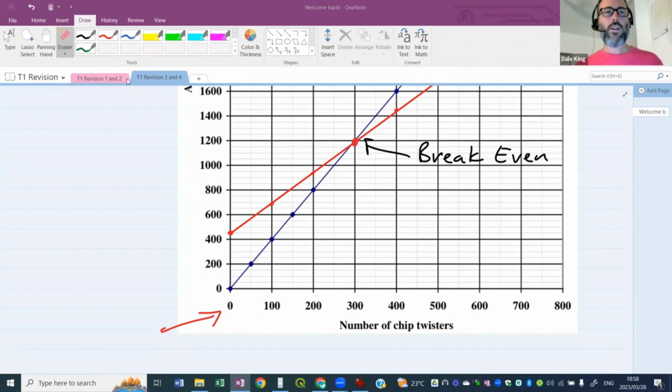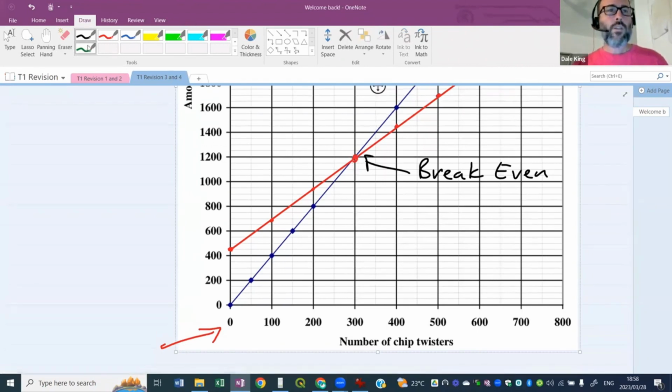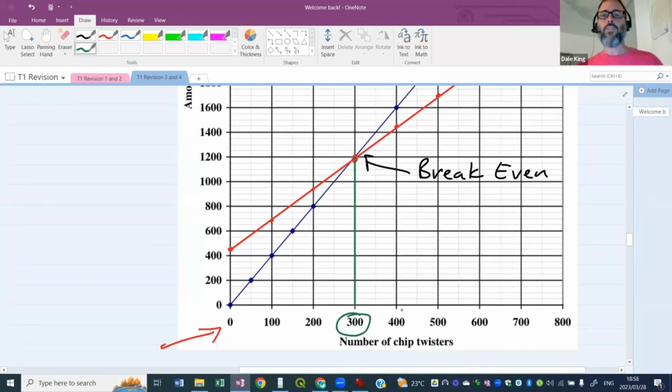Okay, it's 300. How do you get that? We go to the break-even point where the income is equal to your expenses, and you draw a line down. Let's make a different color. You draw a line down from the break-even point to the number of chips. Okay, and we can see we hit exactly 300 chips. So she has to make 300 chip twisters a week. And only when she starts making more than that is she going to start making a profit.